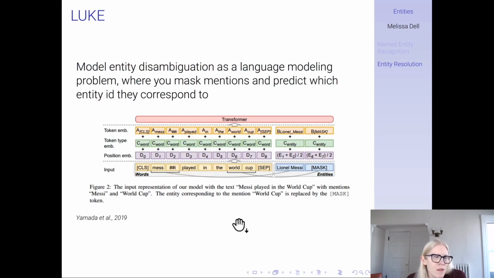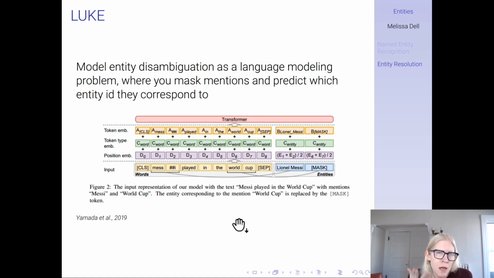All right. So the first model I want to talk about is Luke, and this is from a 2019 paper. Luke models entity disambiguation as a language modeling problem, where you mask mentions and predict the entity ID that they correspond to. So you can see here, the input text is Messi played in the World Cup, and so you're going to pass that through the transformer, and then you're going to have these blocks that are appended to it that contain your entities, and you're going to mask some of those entities.